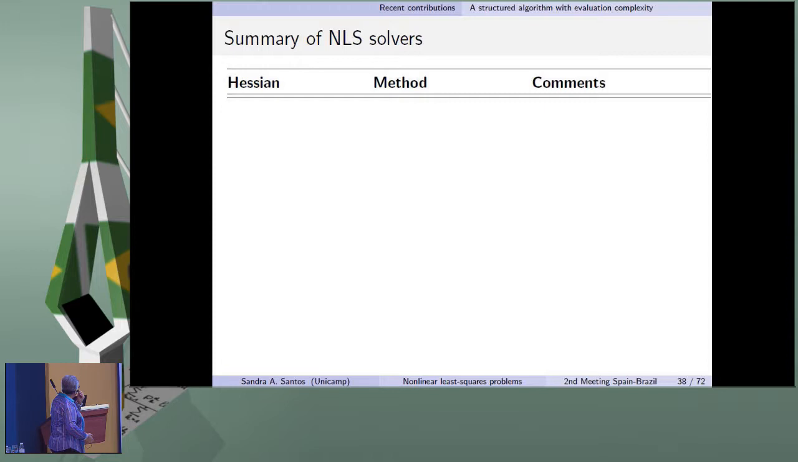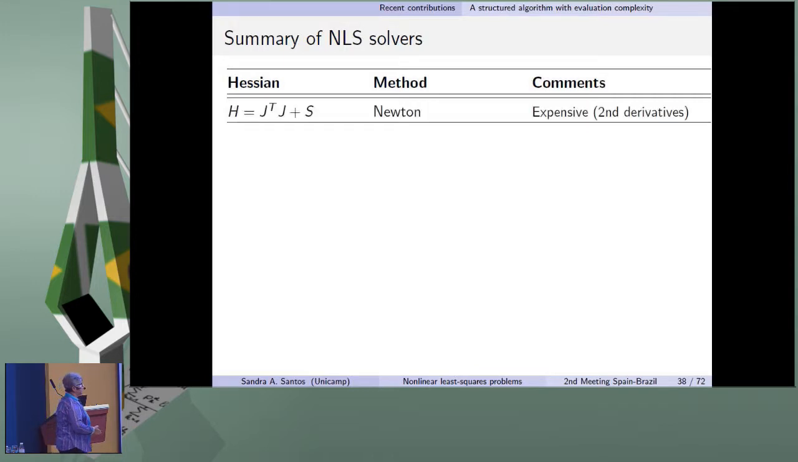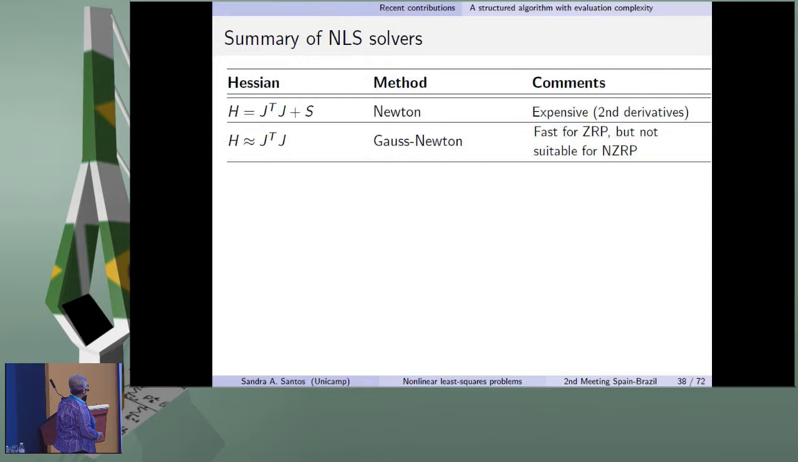Just to motivate our contribution, let me summarize the solvers for nonlinear least squares. We start with Newton's method, as we have already seen. In this method, we use the whole Hessian, so it might become expensive due to the second order derivatives that have to be computed. In case we drop this part, we have Gauss-Newton. That is nice, very good indeed for zero residual problems, but maybe not that well for non-zero residual ones.